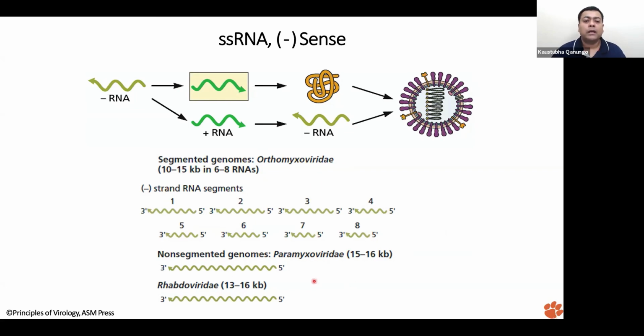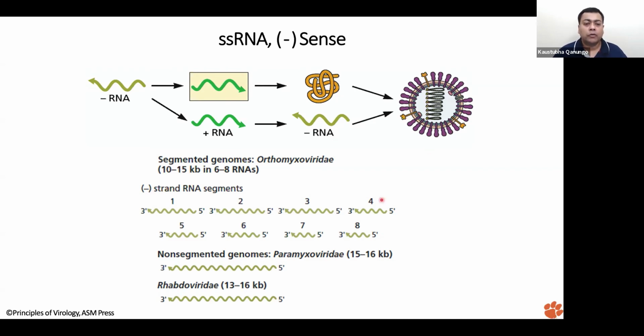On the other hand, you have non-segmented genomes as well. They are negative sense, like the paramyxoviridae, and the human parainfluenza virus belongs to that. Rhabdoviridae, which includes the rabies virus, belong to that. They have only one straight single negative strand.